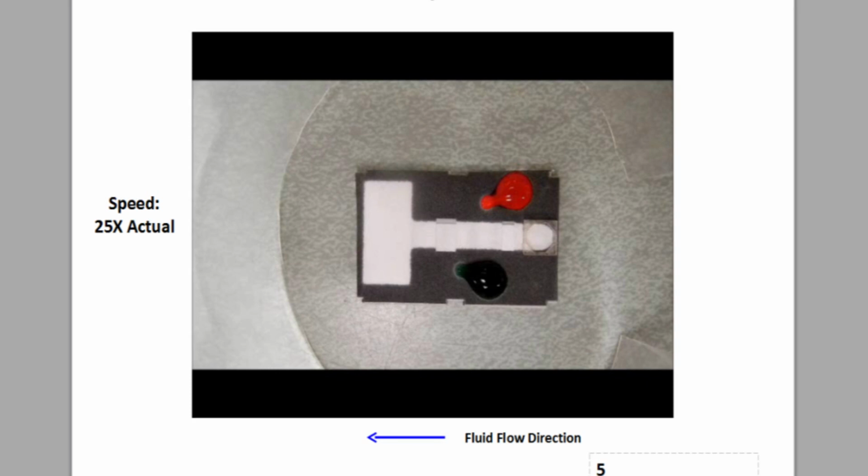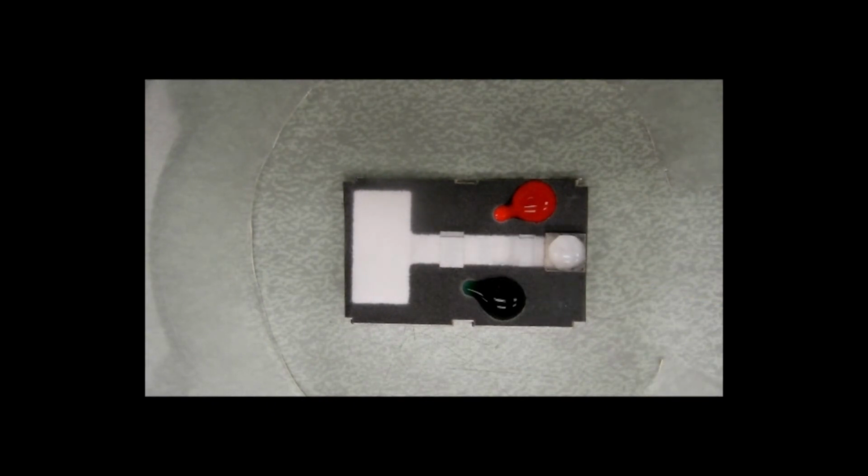The video is sped up 25 times. Its actual duration is about 12 minutes or so. You see the two reagents have been preloaded and are not flowing. Now you see the pipette reaching into the sample and loading a clear fluid onto it.